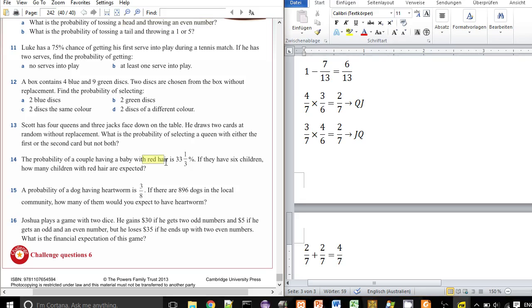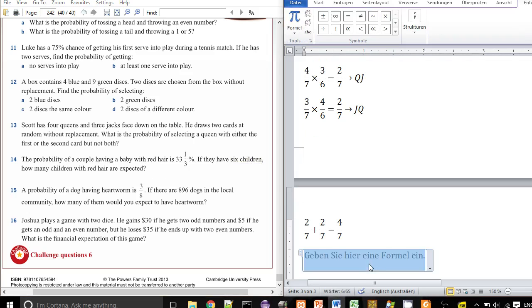Okay, chance of having a baby with red hair is 1 in 3, 33%. And the third, oh, that's easy. So if they have 6 children, you just expect a third of that. So 2 should have red hair. Let's just say 6 times a third. Okay, you should know that that's the same as a third. Otherwise, you can do 33 and a third over 100, and that should work.